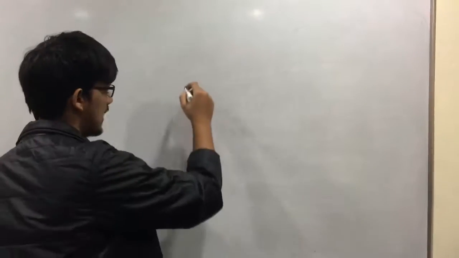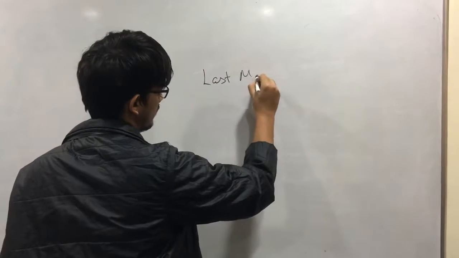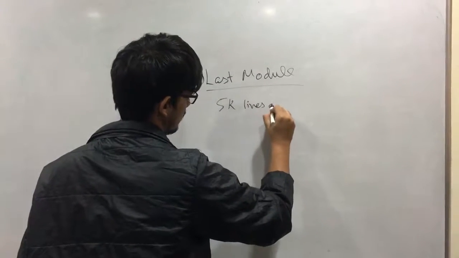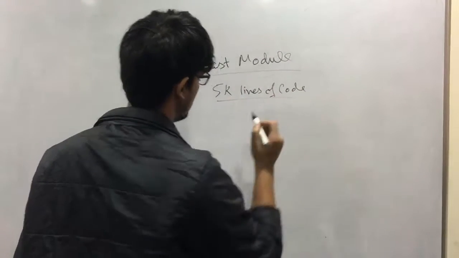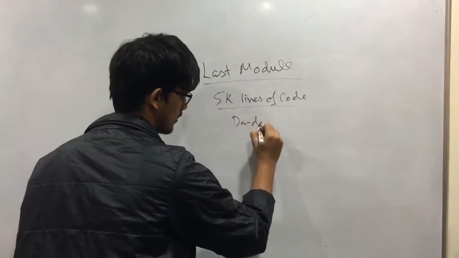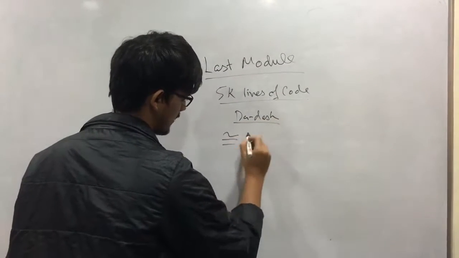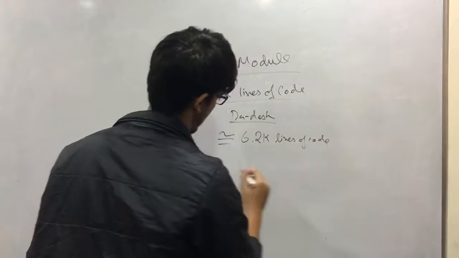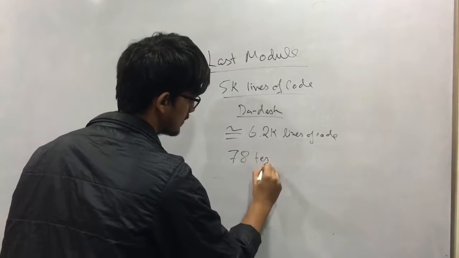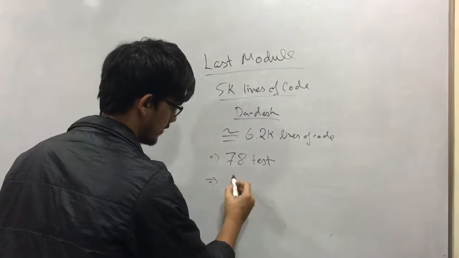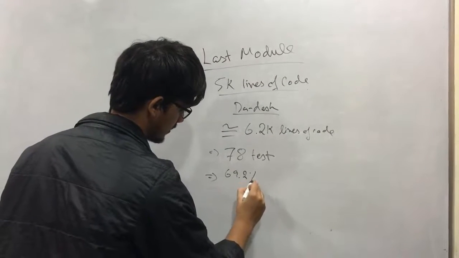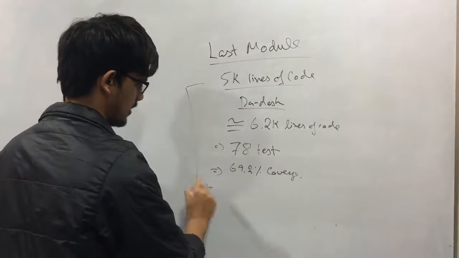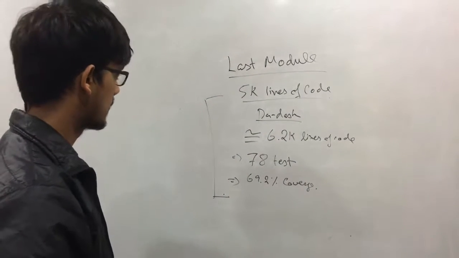So now we are at the last module of our presentation, which is testing 5,000 lines of code. As you know, we have decided to test DA dash, which is approximately 6.2k lines of code and has 78 test cases, and it has a coverage of 69.2%. This is what we'll be testing in the subsequent videos.